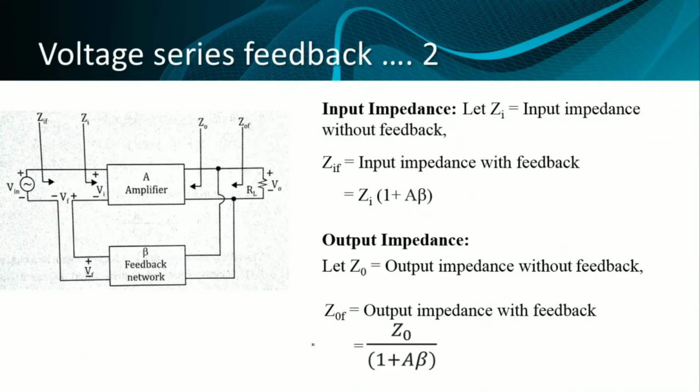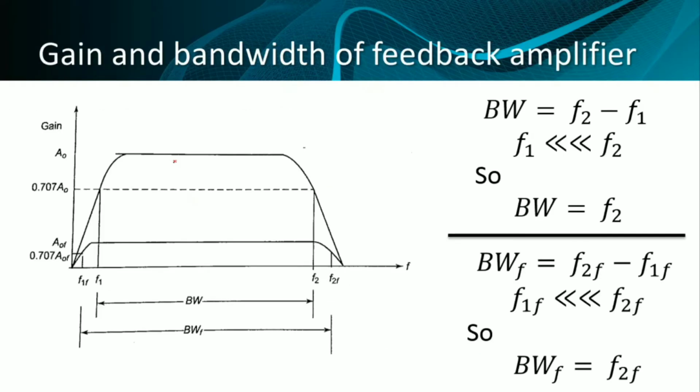Okay, now let us talk about the impedance of the system. What is impedance? This is the opposition offered to the flow of charges. Now what is input impedance here? Zi is the input impedance of the amplifier. Zif is the input impedance with the feedback, which is equal to Zi into 1 plus A beta. Output impedance Z0 is the output impedance of the amplifier. ZOF, that is Z0 with feedback, is the output impedance of the total system, which is equal to Z0 divided by 1 plus A into beta.